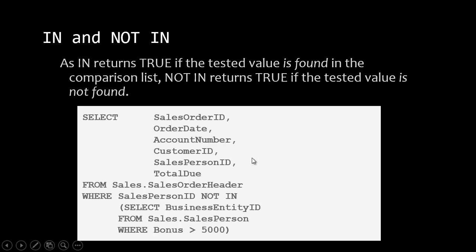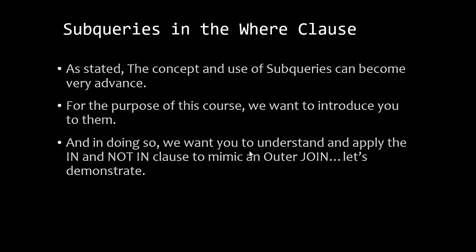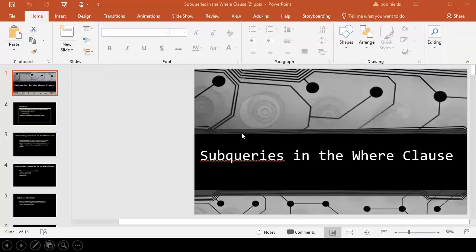So if I wanted to do something like an outer join and only return one row, okay, not in might be a really good way of doing that. All right? Subqueries in a where clause. As stated, the concept and use of subqueries can become very advanced, okay? For the purpose of this course, we want to introduce you to them. And in doing so, we want you to understand and apply the in and not in clause to mimic an outer join. So let's demonstrate that, and so you can actually play around with them also, okay?